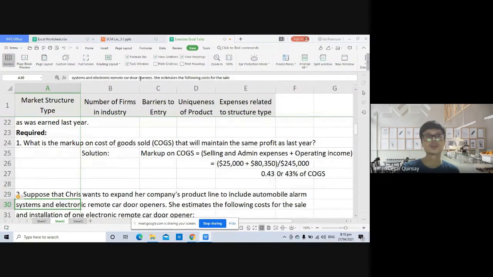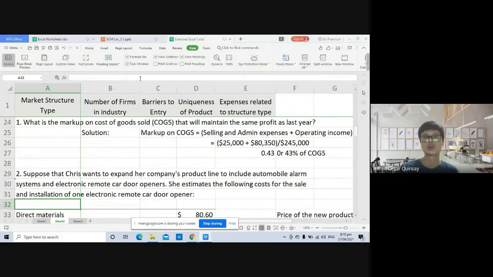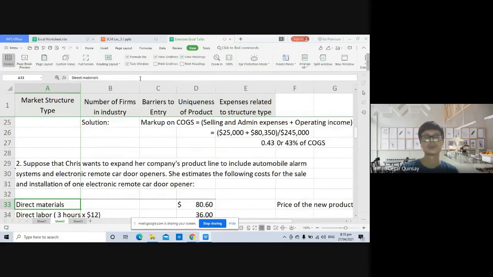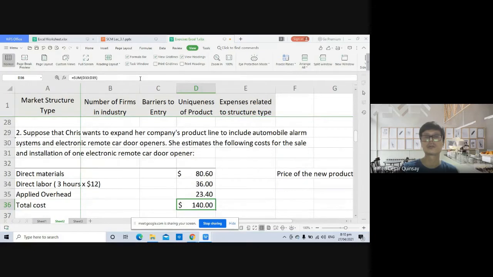Ito naman yung next. Suppose that Chris wants to expand her company's product line to include automobile alarm systems and electronic remote car door openers. She estimates the following cost for the sale and installation of one electronic remote car door opener. So makikita natin dito: direct materials, direct labor, 3 hours times 12, and then applied overhead. So yung total manufacturing cost or yung total product cost is 140.